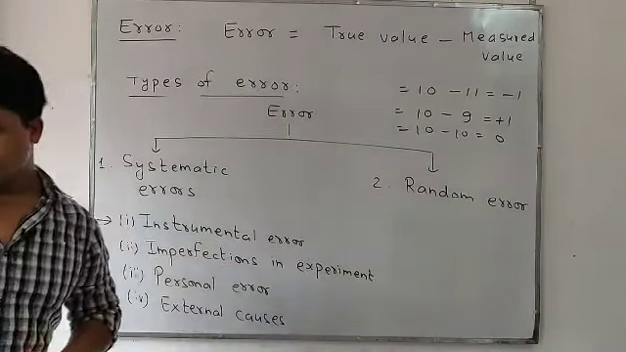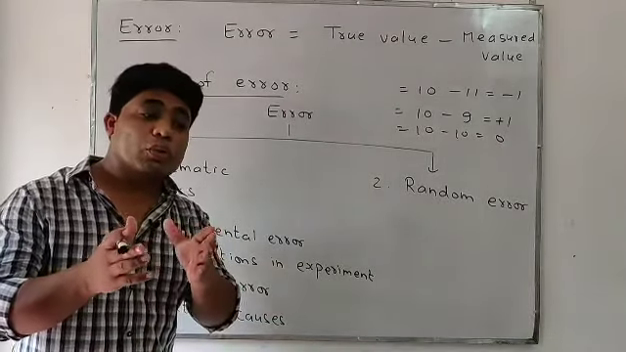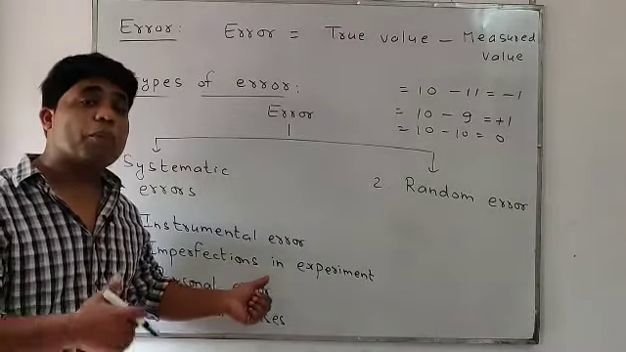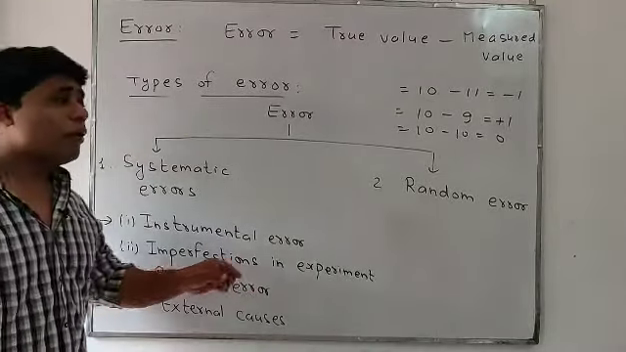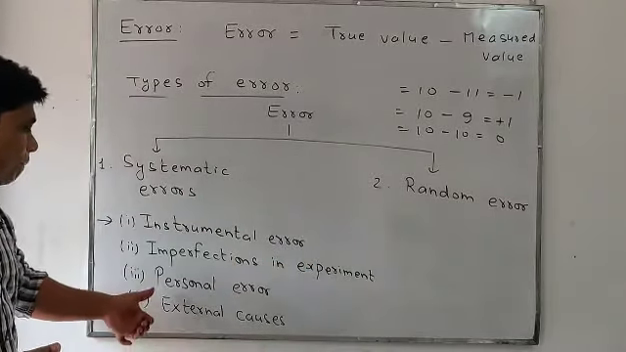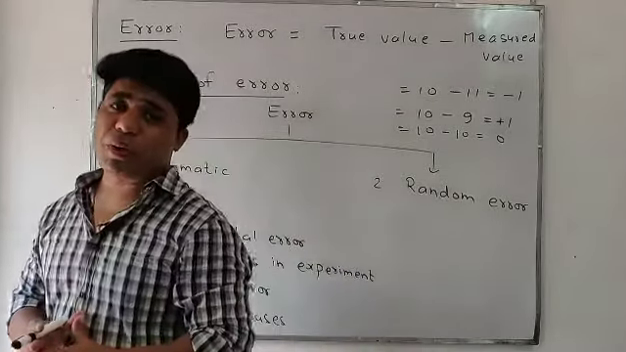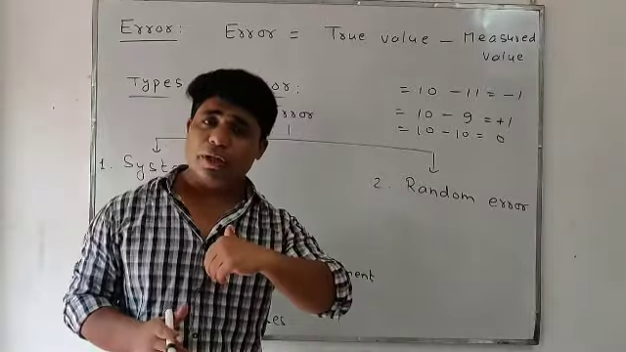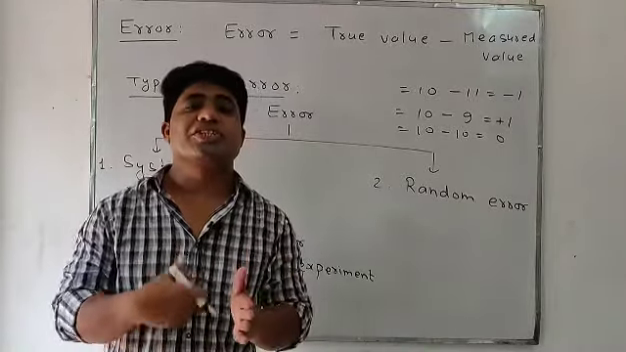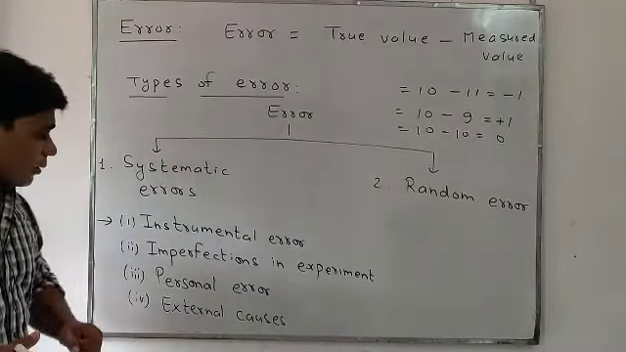Imperfection in experiment. Sometimes we do not use the proper technique, or do not follow the proper rule for performing the experiment. We are not taking the proper reading. Such error is called imperfection in experimental technique. Personal error. Sometimes we are not focused on the experiment and we take the wrong reading. We are doing it very fast, so the probability of error increases. Such error is called personal error.